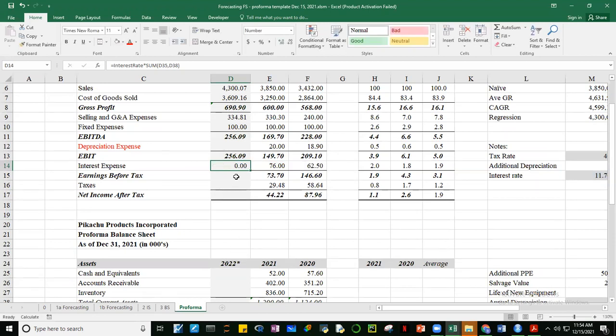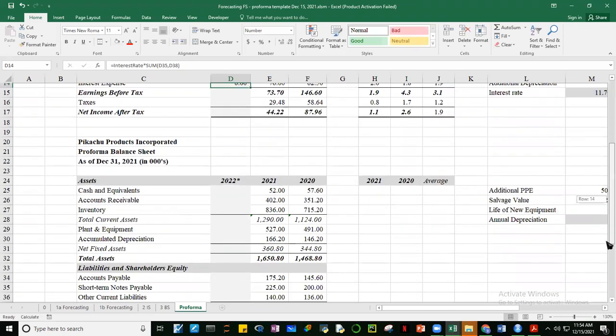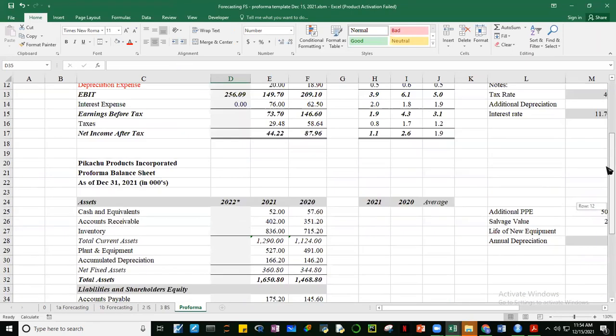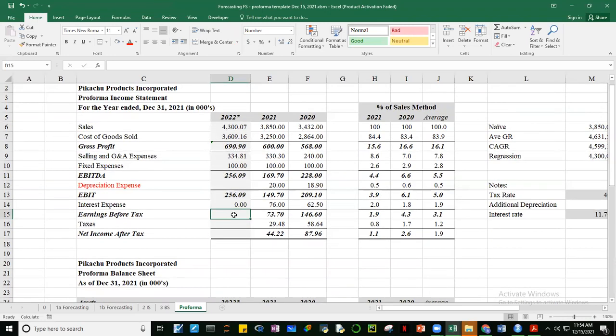Enter. So we now have 0 first kasi wala pa tayong value ng short-term notes payable natin at saka ng long-term debt. And therefore, our earnings before tax is simply the difference between this one and your interest. Okay? And your taxes will be equal to the earnings before tax multiplied by the tax rate. Pwede na lang natin yan, tax rate. So yun, binigyan natin ng name. Control enter. And then therefore, our net income after tax is this one minus this one.